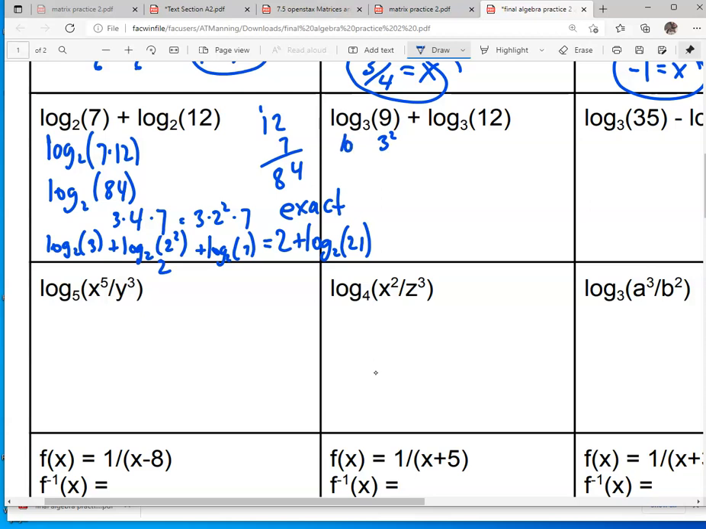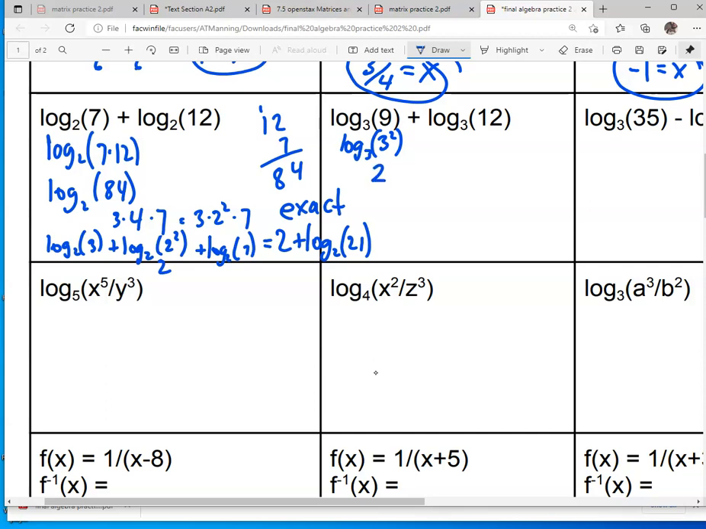And log base 3 of 3 squared is equal to... 3 to what power equals 3 squared? Oh, 3 to the 2 power. So log base 3 of 3 squared is 2.